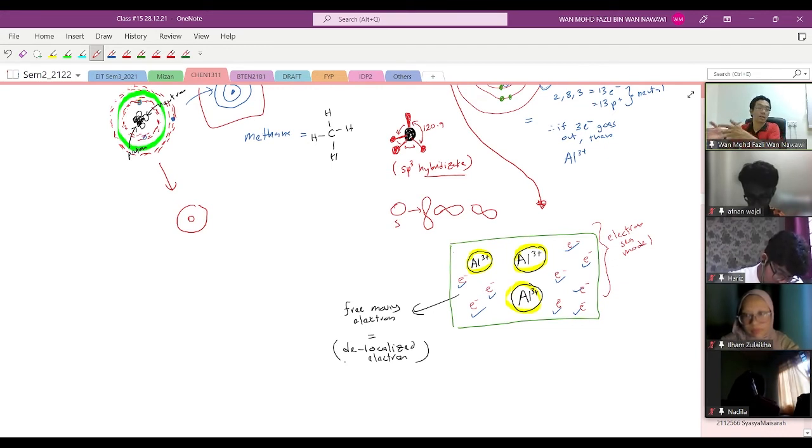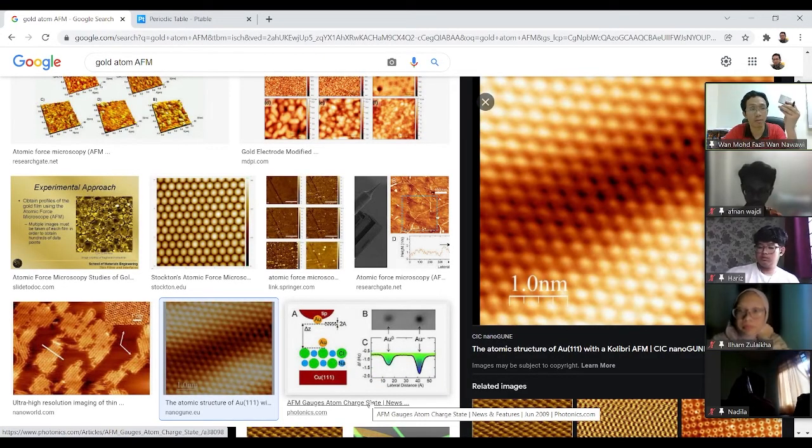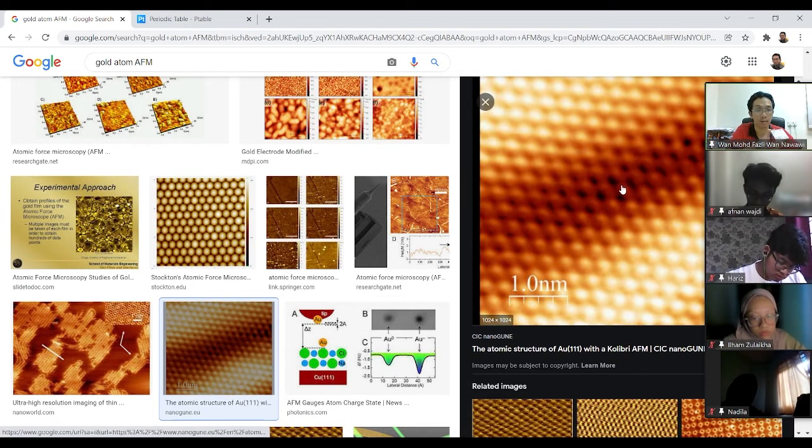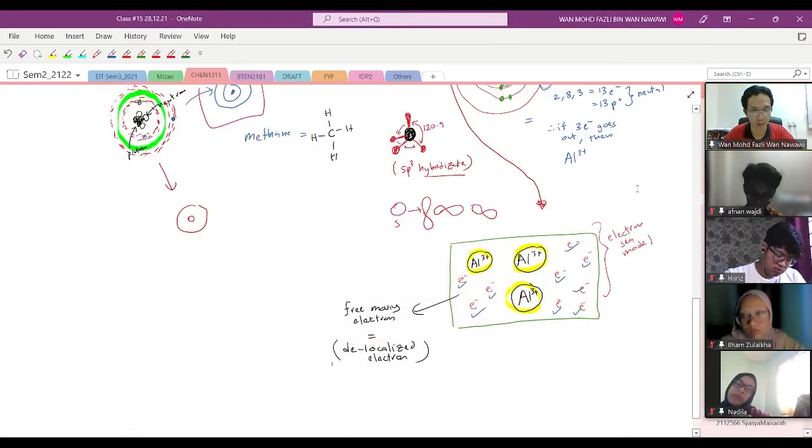stuck in one locality only. They are delocalized. They can go here and there. They are not bound to a particular atom, because remember, inside this there are a lot of atoms. When you see a lump of metal, don't imagine there is only one atom. There are many atoms inside this thing, and the electrons just move around here and there.